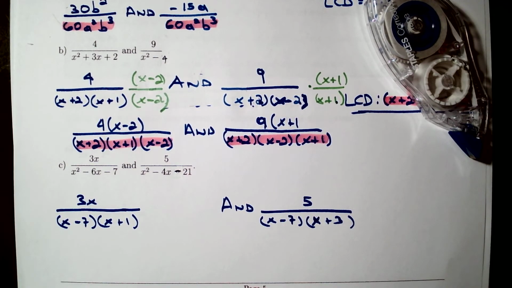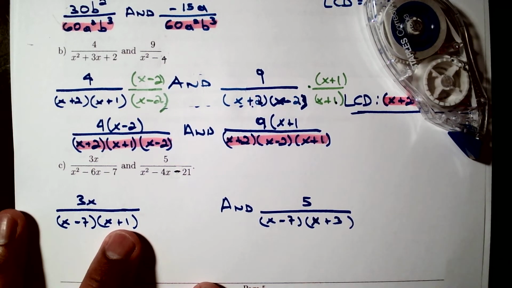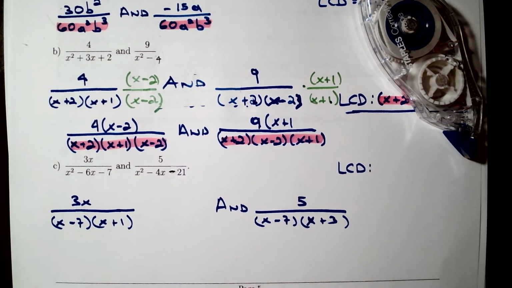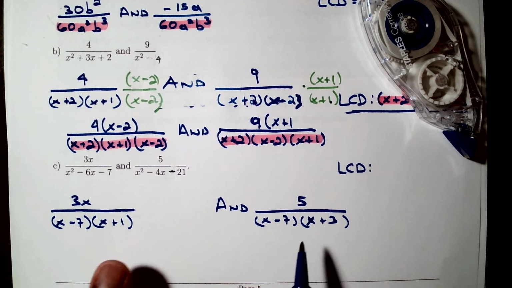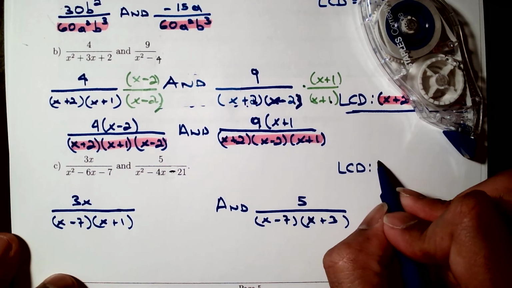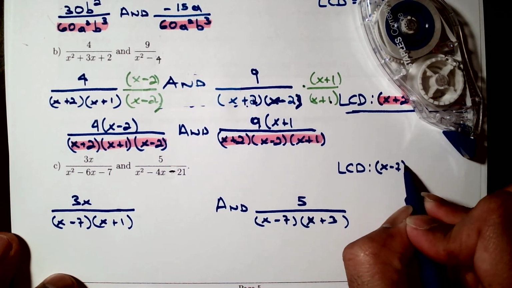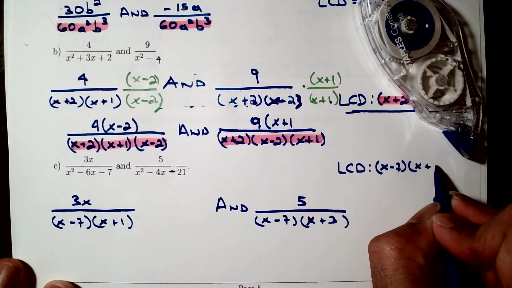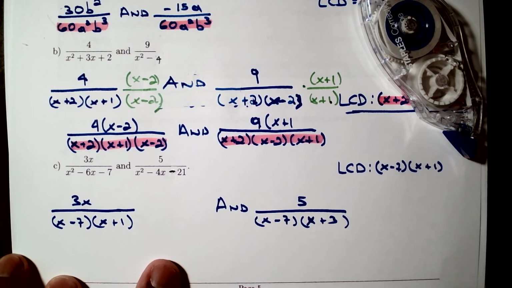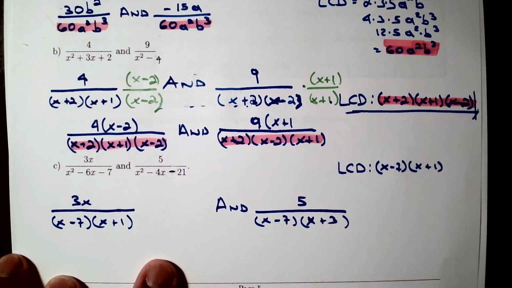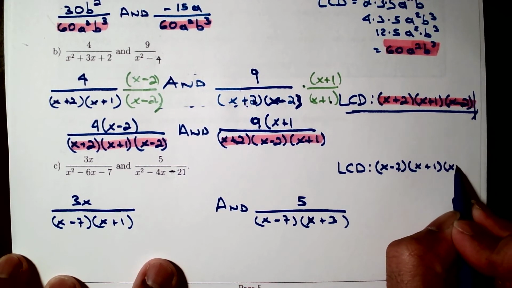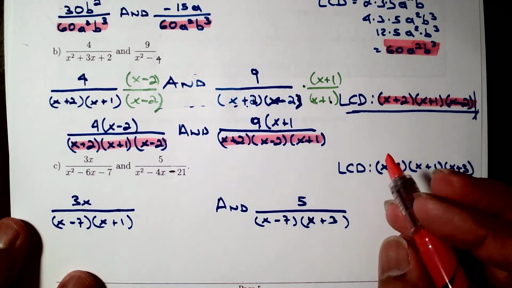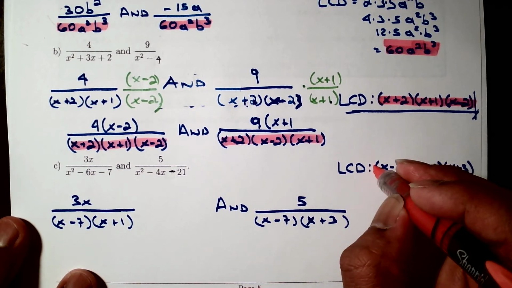Okay, so let's find the LCD. The LCD will be the product of all the distinct factors. So x minus 7 is one of the factors. Another distinct factor is this one, x plus 1. And the last one, x plus 3, is another. It's another missing factor. So let's highlight the LCD.